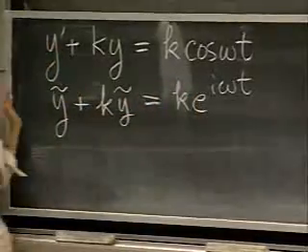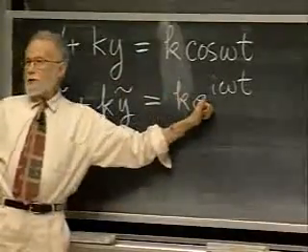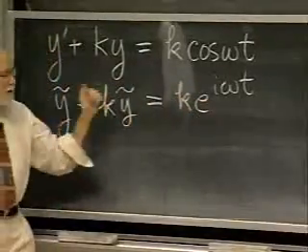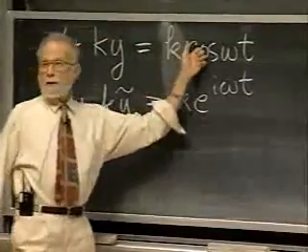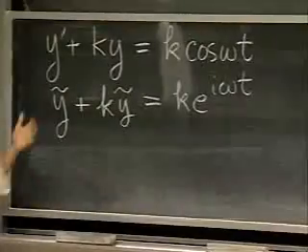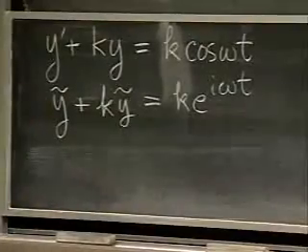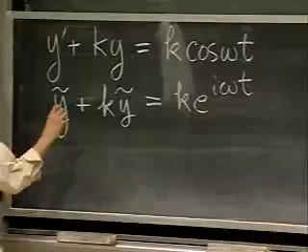The reason for doing that, remember, was because it's easier to handle when you solve linear equations. It's much easier to handle exponentials on the right-hand side than it is to handle sines and cosines, because exponentials are so easy to integrate when you multiply them by other exponentials.